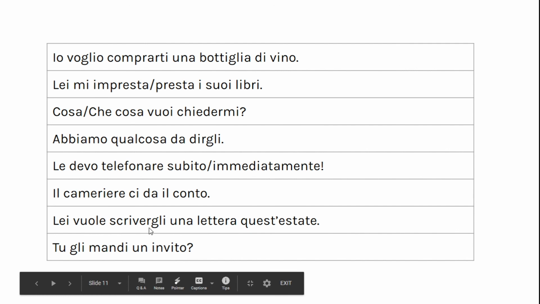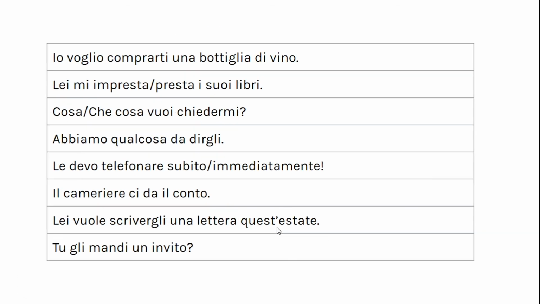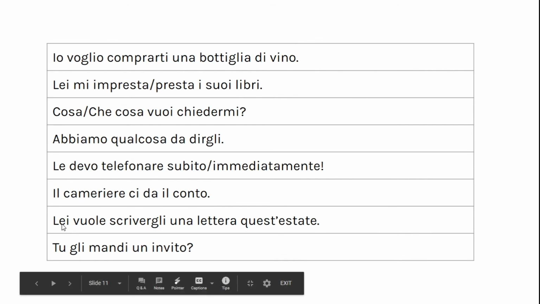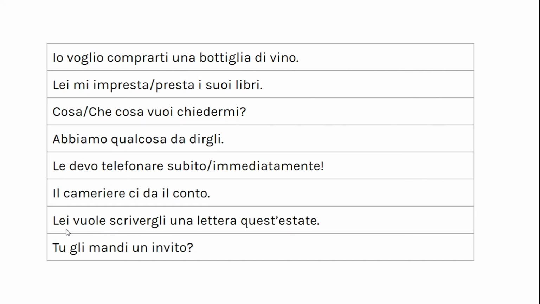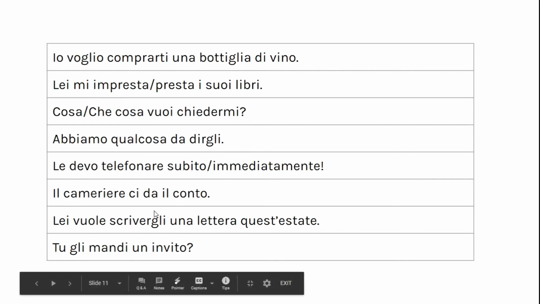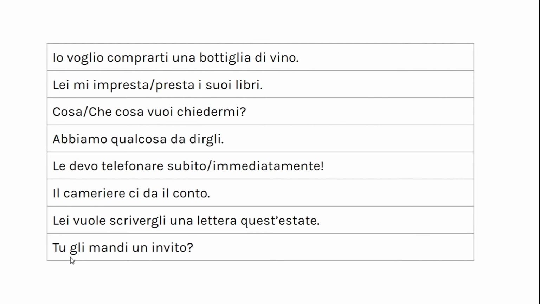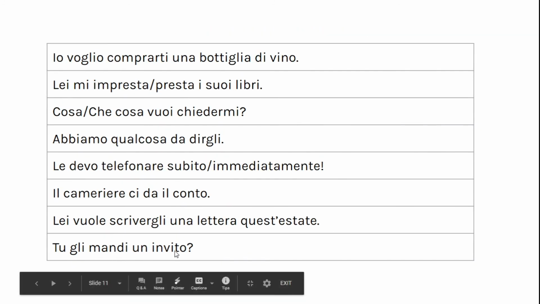Lei vuole scrivergli una lettera quest'estate. She wants to write him a letter this summer. You could also say lei gli vuole scrivere. Oh, but it makes way more sense again, and it sounds better just to add it to the infinitive. Are you sending him an invitation? Tu gli mandi un invito. Yes, un invito is an invitation.